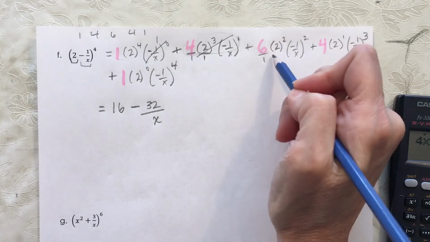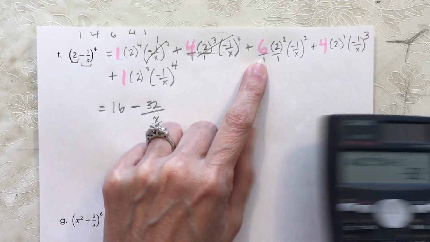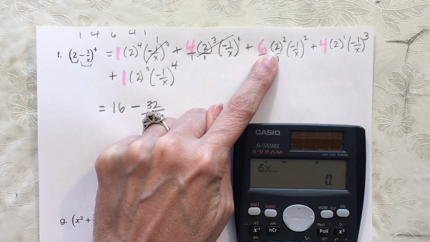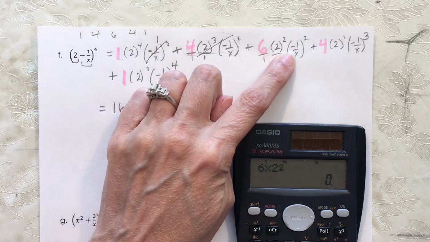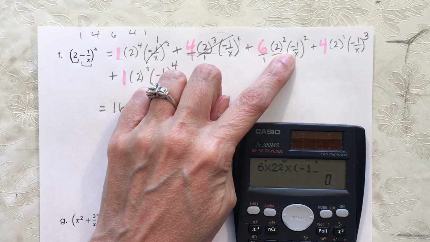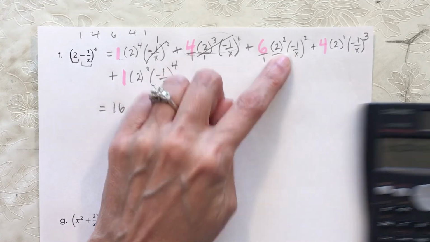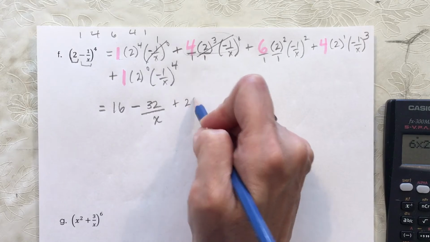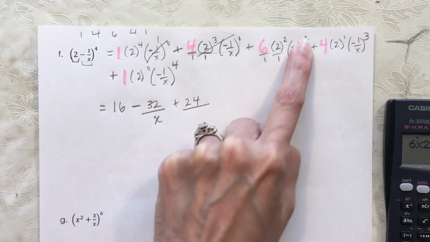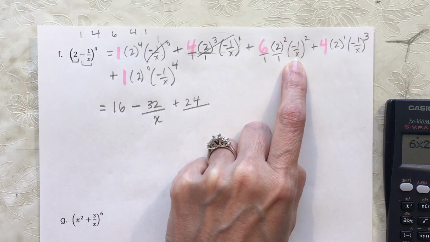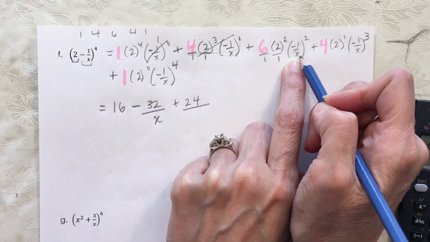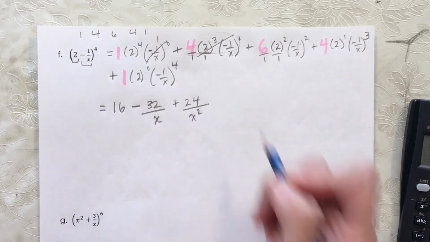So same idea here. My numerator is going to be 6 times 2 squared times negative 1 squared, which is positive 24. And my denominator is going to be 1 times 1 times x squared, because this 2 on the outside of the brackets applies to the numerator and the denominator, which is just going to give me x squared.